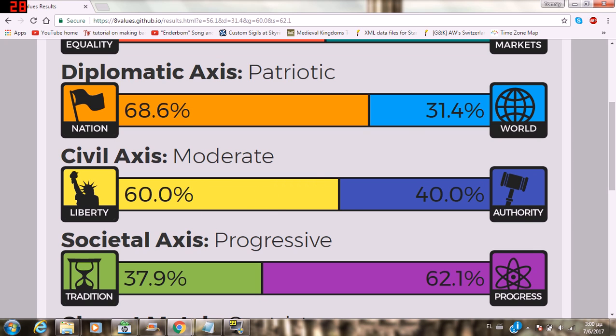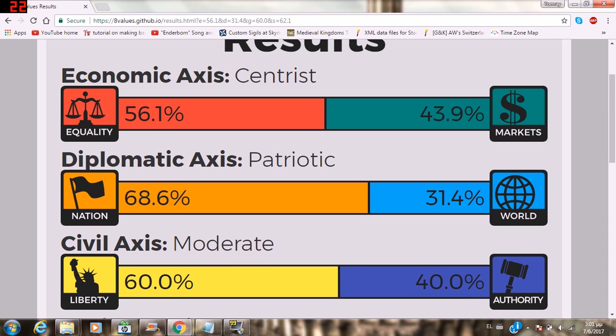60-40 isn't moderate. And here's the thing, the societal axis, for example, it doesn't say neutral. So what it seems this quiz is doing is, if you get more than 60.0%, you're no longer moderate. But I don't think you should be moderate if you get 60%. I think if you get more than like 57, you shouldn't be considered a centrist or a moderate in any category.